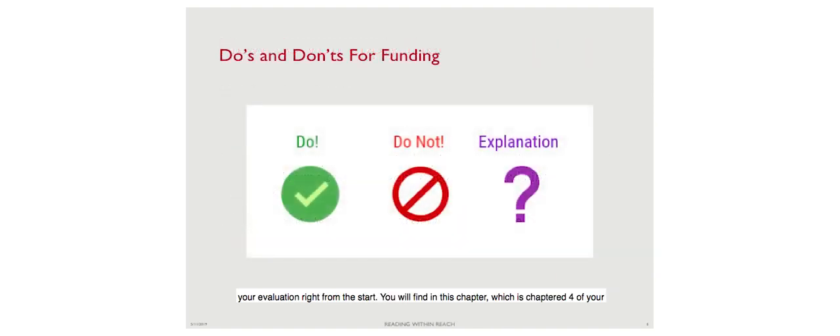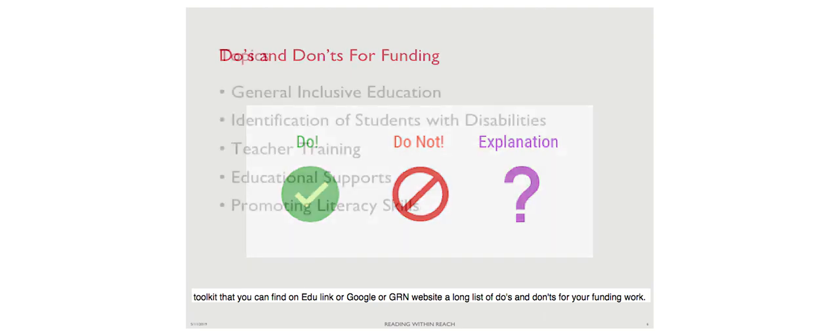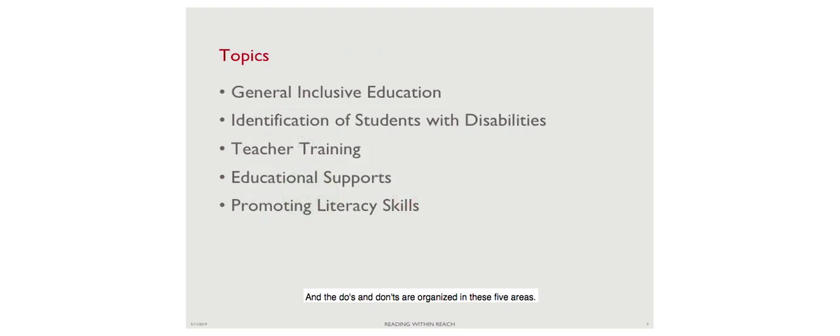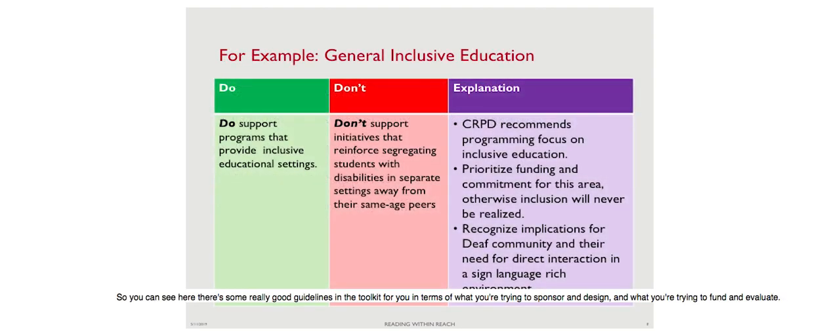So you will find in this chapter, which is chapter 4 of your toolkit that you can find on EduLinks or Google or the GRN website, a long list of do's and don'ts for your funding work. And the do's and don'ts are organized in these 5 areas. So general inclusive education do's and don'ts, identification of students with disabilities do's and don'ts, teacher training do's and don'ts, educational supports do's and don'ts, and promoting literacy skills do's and don'ts. So you can see here that there are some really good guidelines in the toolkit for you in terms of what you're trying to sponsor, what you're trying to design, what you're trying to fund, what you're trying to evaluate.